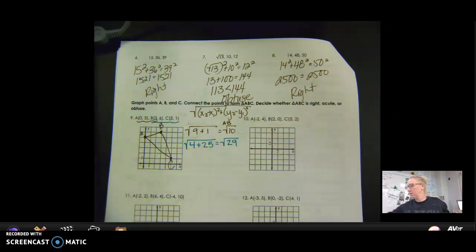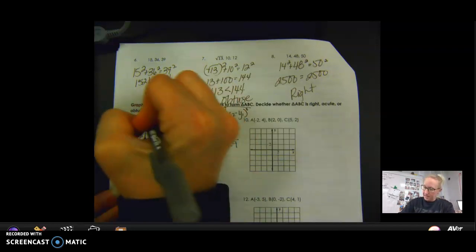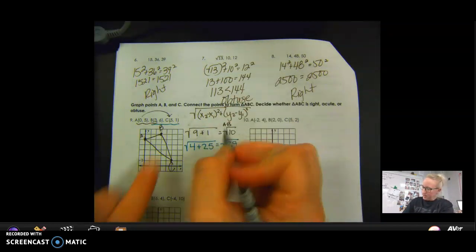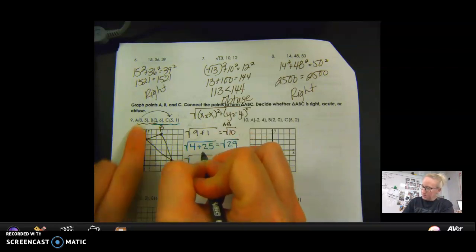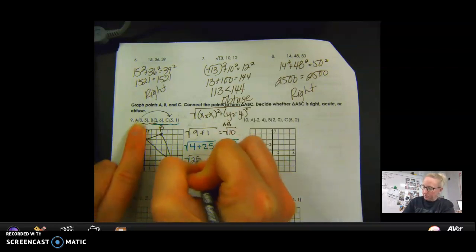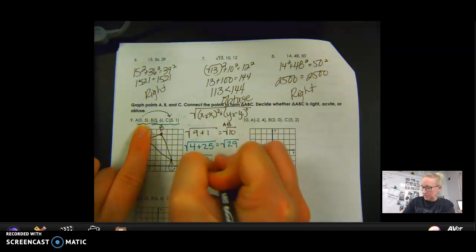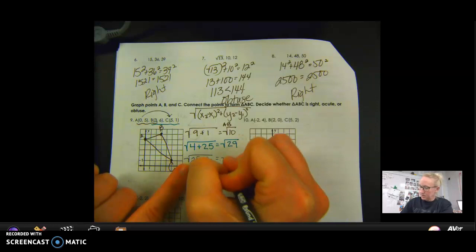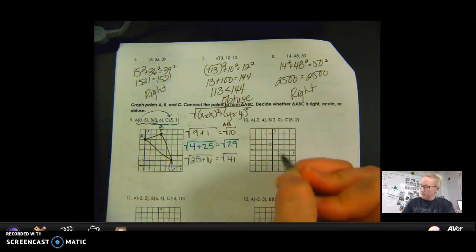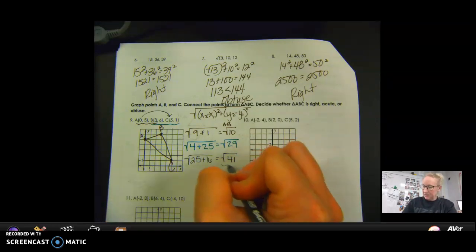Let me get one more color. And then I'm going to do A to C. 5 minus 0 is 5. 5 squared is 25. Plus 1 minus 5 is negative 4. Negative 4 squared is 16. Adding those two together and I get the square root of 41. So my longest side is the square root of 41.